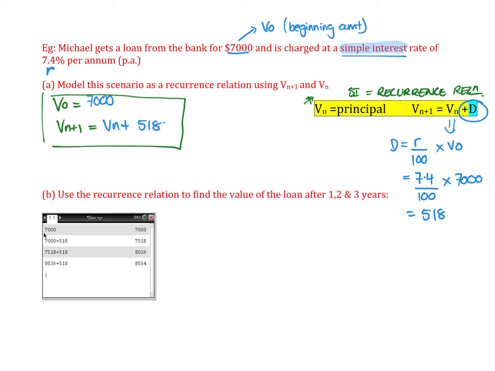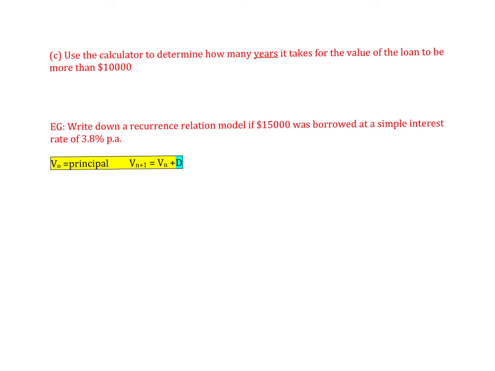So I've popped in the first one, pressed enter, so that was V0. Then the rule says to add 518, so you'll see here you'd get answer plus 518. So we get that, that's V1, that's 1 year. This is V2 after 2 years, and this is V3. So our answer would equal $8,554 after 3 years.